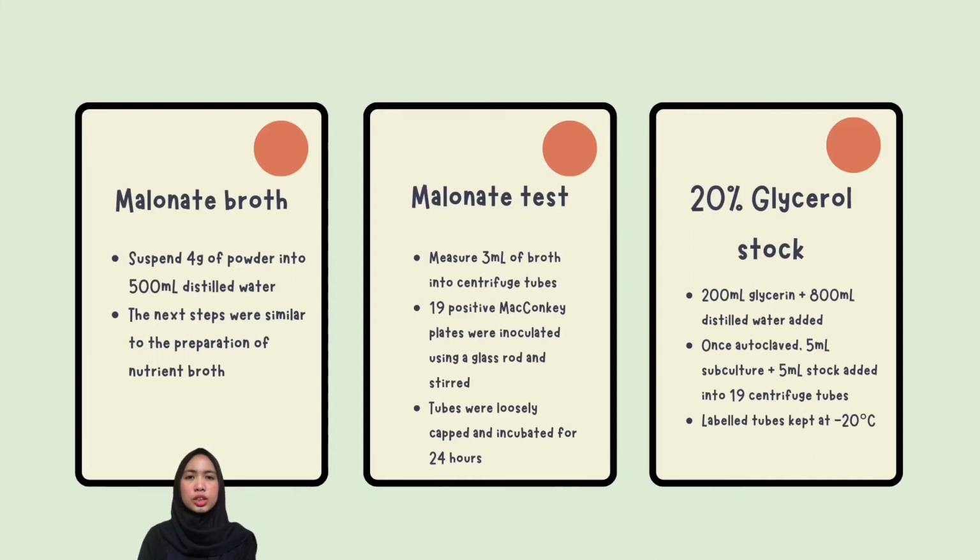20% glycerol stock was prepared by adding 200 milliliters of glycerin to 800 milliliters of distilled water. Once autoclaved, 5 milliliters of subculture and 5 milliliters of stock were added into 19 centrifuge tubes and slowly shaken.